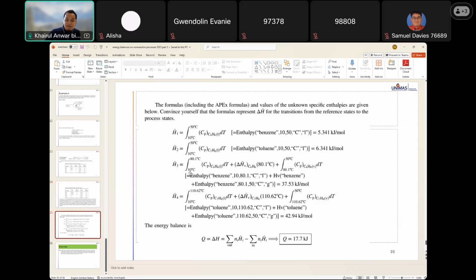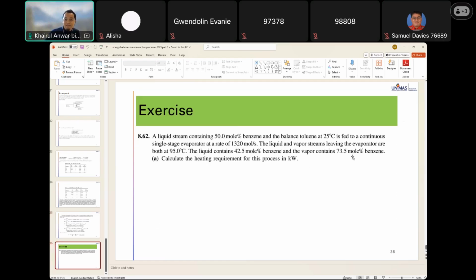Instead of 25 to 95, 25 goes to the boiling point of that component, whatever it is, benzene or toluene or ethanol. Then from that temperature, you need to either reduce or increase to the target temperature of 95 degrees C.